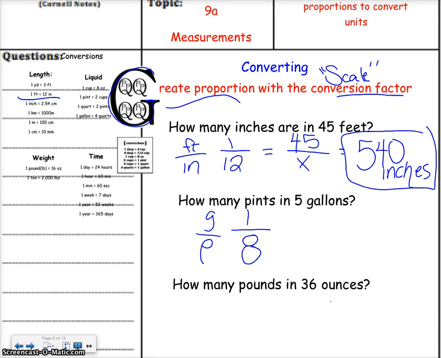And I want to know how many pints in 5 gallons. So where does that 5 go? Top or bottom? Top. Sure does go on the top. So it would be 40 pints. Again, some of you might just multiply by 8, but our real learning target here is to be able to utilize a scale factor and create a proportion. That's our goal.